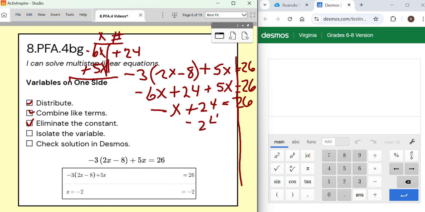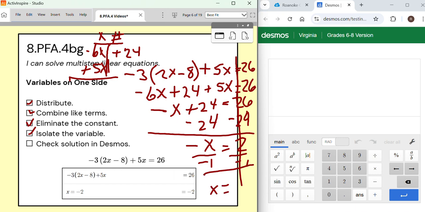Let's get rid of that +24. And that leaves us with -x equals 2. And then we're going to isolate the variable because there is a -1 in front of that, even though you don't see it. So x equals -2. And then you would check it by typing the original equation in Desmos and putting in your x equals -2 and making certain that you get what it should have been equal to. Okay? All right, now let's go to the next one.